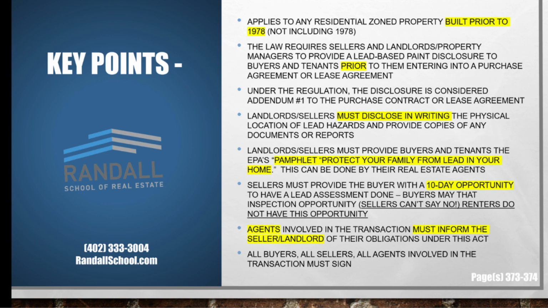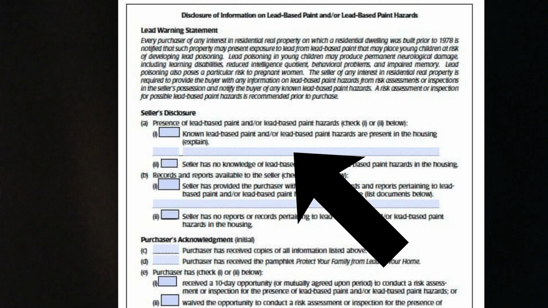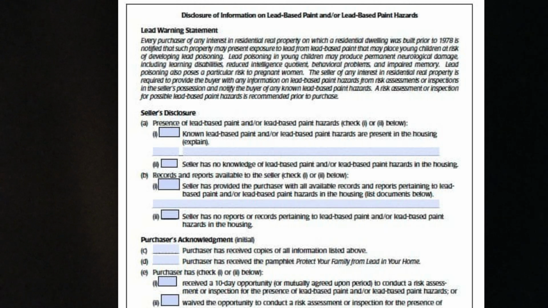A couple of things that the landlord and the seller must disclose in writing. They must disclose the physical location of any known lead hazards on the property, and that disclosure is typically made on the lead-based paint disclosure itself. Now, if there are reports or documents or test results regarding the location of, or anything to do with, lead-based paint, copies of those documents or reports must also, in addition to the lead-based paint disclosure, be given to the tenant or the buyer.